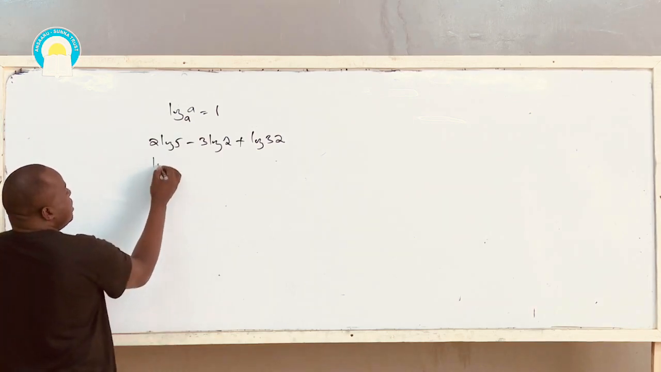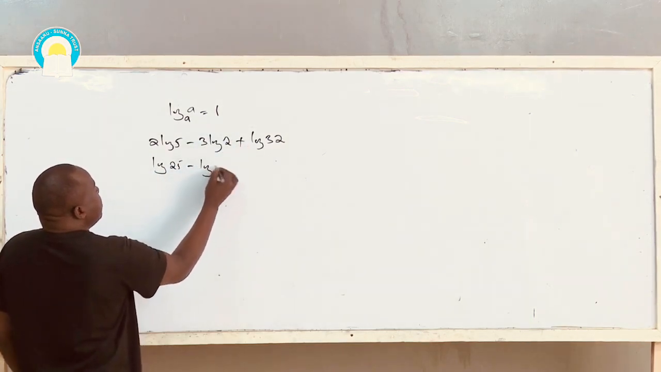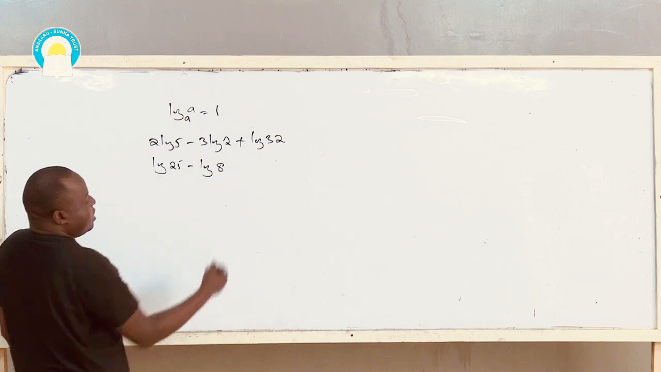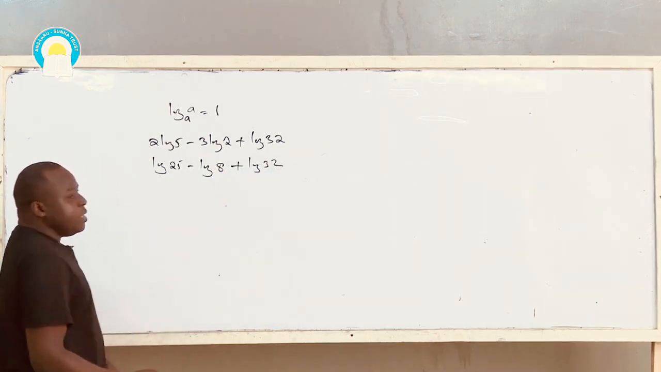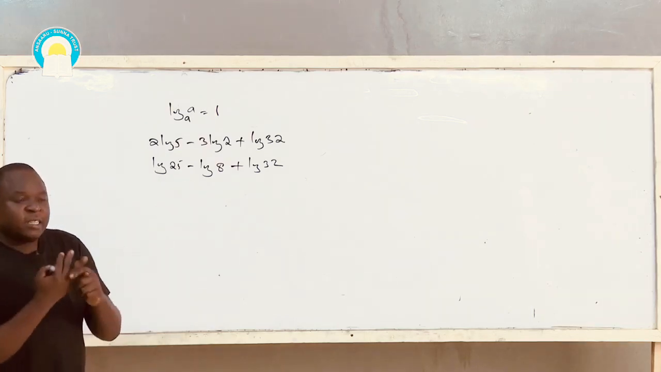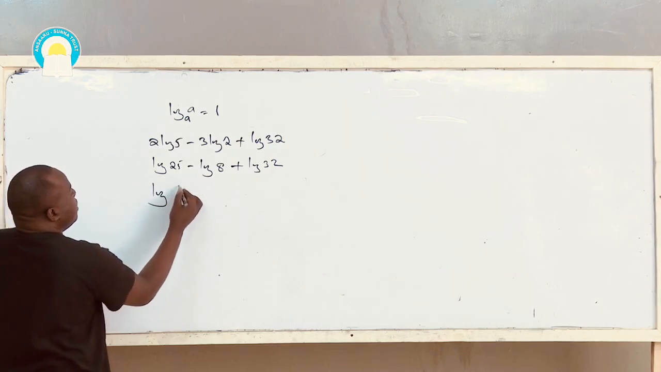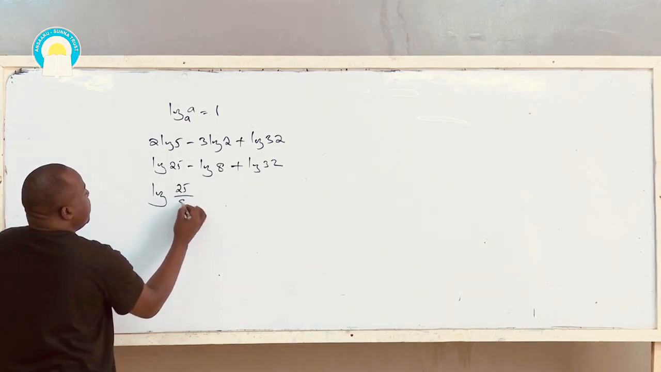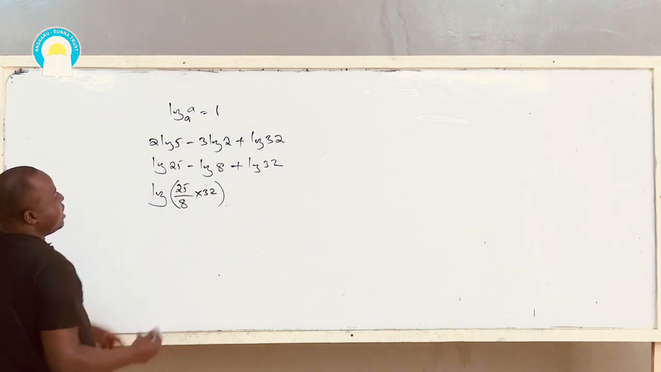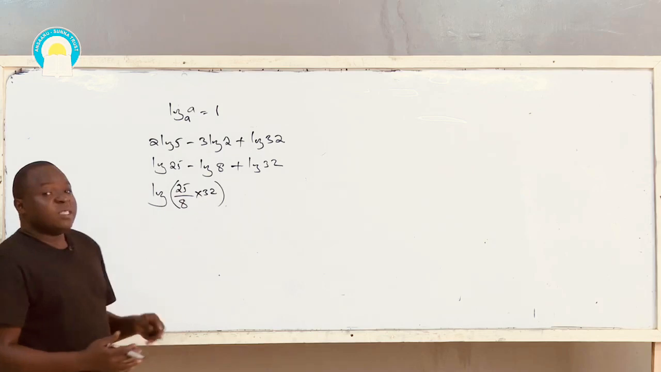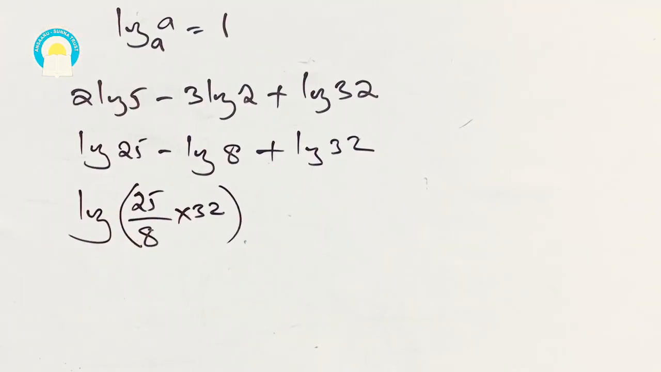So this statement should read log 25 minus, again for this it will be log 8, because 2 raised to 3 is the same as 8, then plus log 32. Just using the first and the second law, this as a single log should be the same as log 25 over 8, then times 32. Remember, if there is no base, it means the base is a common base and the base is 10. Always have that in mind.